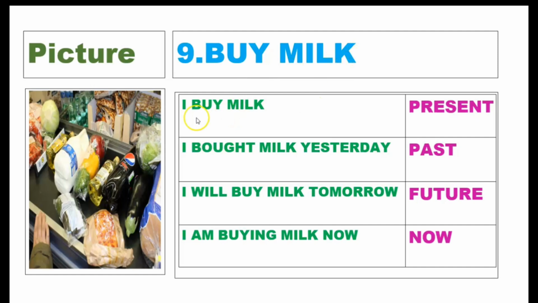Buy milk. I buy milk. Present tense. I bought milk yesterday. Past tense. I will buy milk tomorrow. Future tense. I am buying milk now.